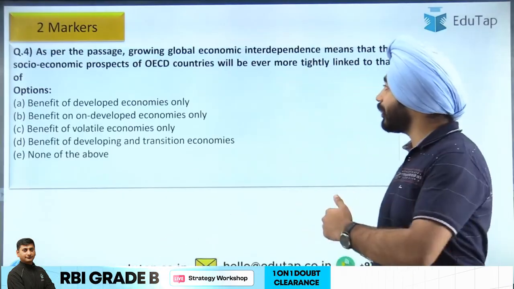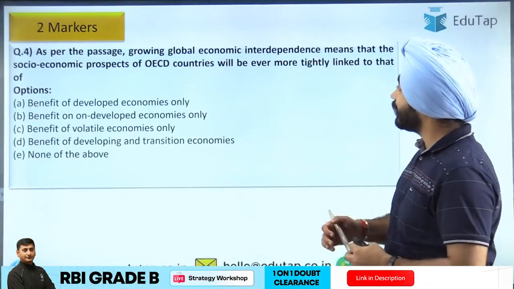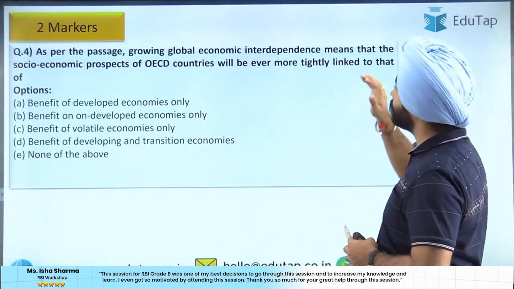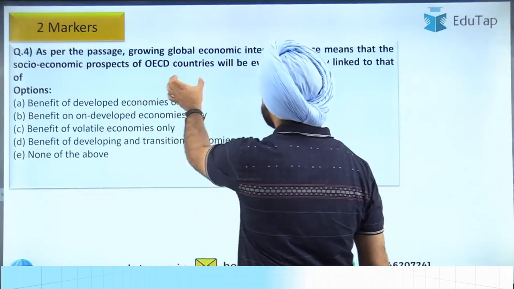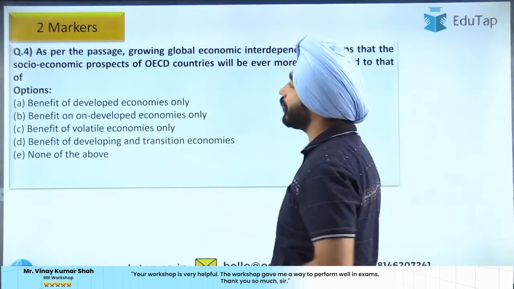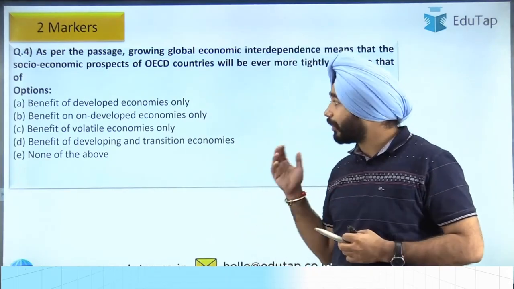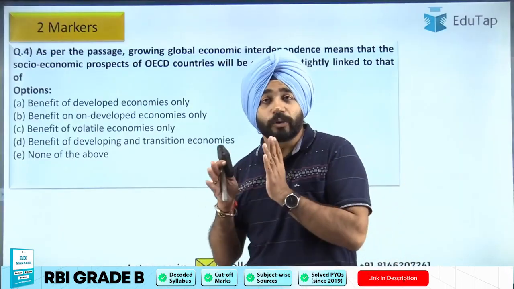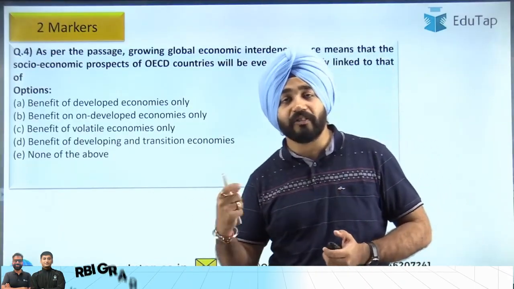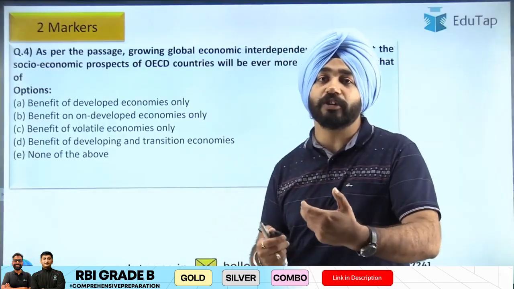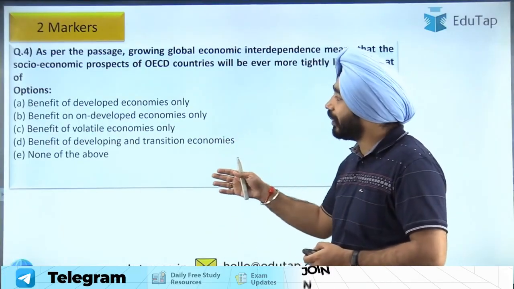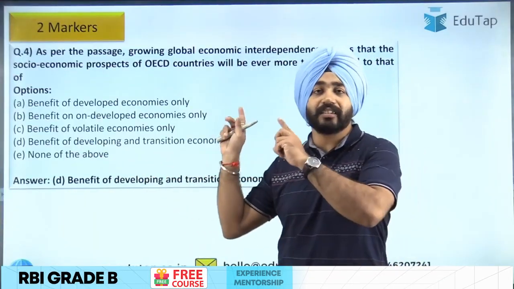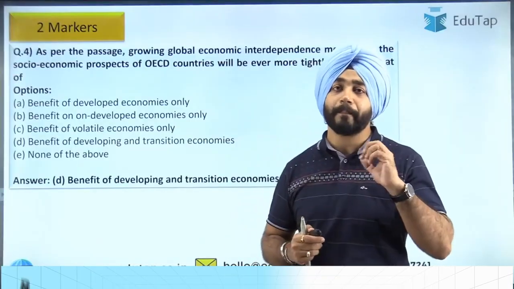Now the next question is this: as per the report, growing global economic interdependence means that the socio-economic prospects of OECD countries will be ever more tightly linked to which of the following. Here, the questions combine both the key features as well as the targets or recommendations of that specific scheme. The answer is the benefit of developing and transition economies, which was mentioned in that specific report.